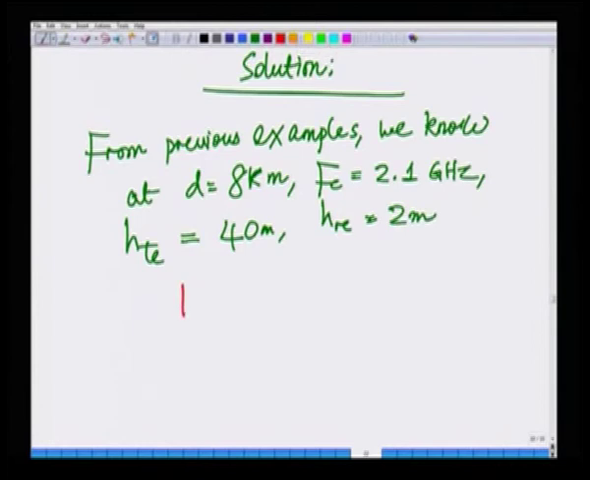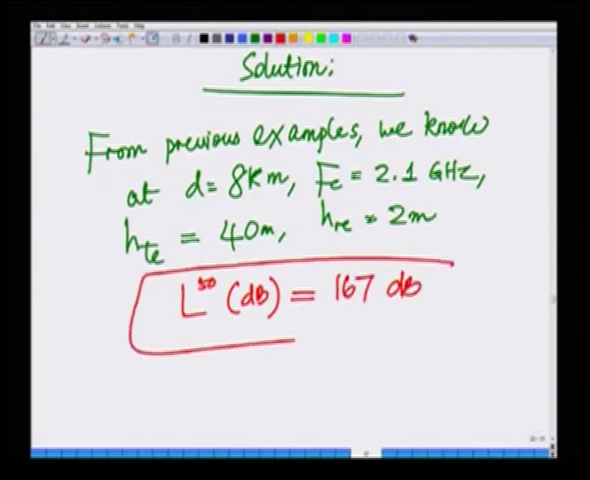We know that the L50, or the 50th percentile path loss in dB, is 167 dB. This is the first piece of information. We know that at distance 8 kilometers, 2.1 gigahertz and these transmitter and receiver heights, the path loss is nothing but 167 dB.